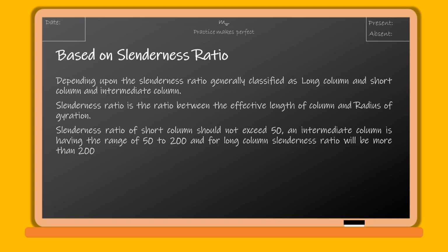Nowadays, reinforced cement concrete is used to construct the columns. Depending upon the slenderness ratio, columns are generally classified as long column, short column, and intermediate column. Slenderness ratio is the ratio between the effective length of column and radius of gyration. Slenderness ratio of a short column should not exceed 50, an intermediate column has a range of 50 to 200, and for a long column the slenderness ratio will be more than 200.